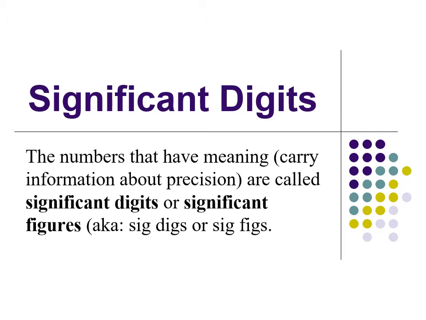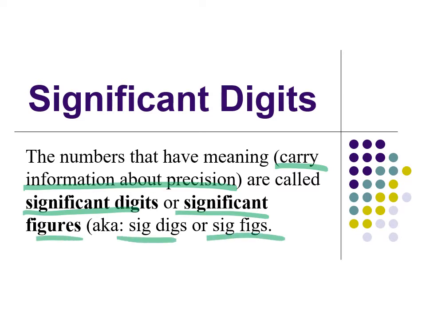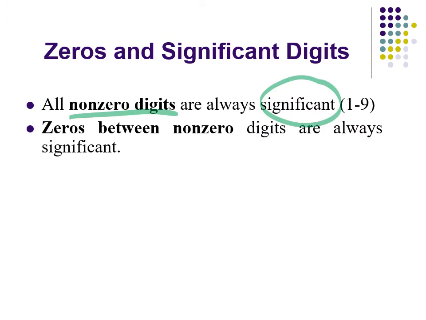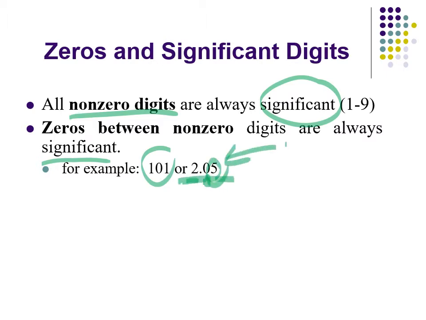So what are significant digits? These are the numbers that you have in your measurement, and essentially they carry information about how precise that measurement is. Sometimes they're called significant digits or significant figures, Sig Figs, whatever you want to call them. So first thing is that when we're writing down a measured value, any non-zero digits count as being significant. So if you have a 1 or a 2 or a 3, those digits themselves will always be significant. If they're written down, they count as being significant. Zeros that are between non-zero numbers are also going to be counted as being significant. So if you had 101 or 2.05, this here would have 3 Sig Figs because the 2 counts as significant, the 0 counts as significant, and the 5 counts as significant. Any zeros in the middle of a measurement count as being significant.